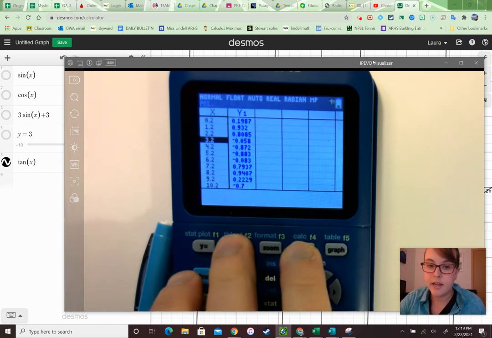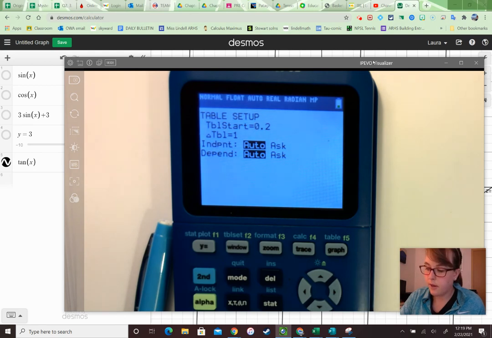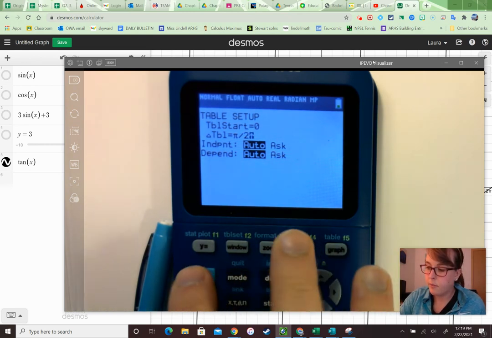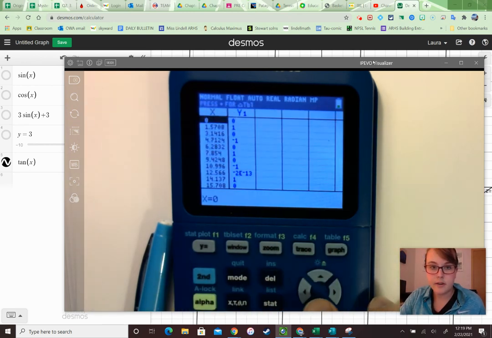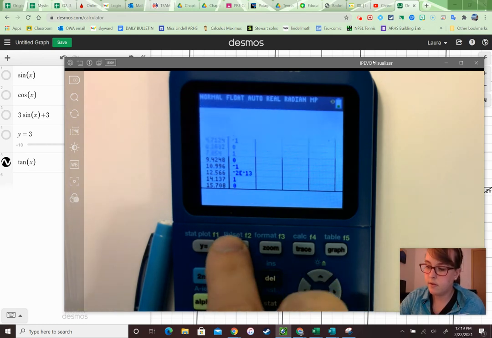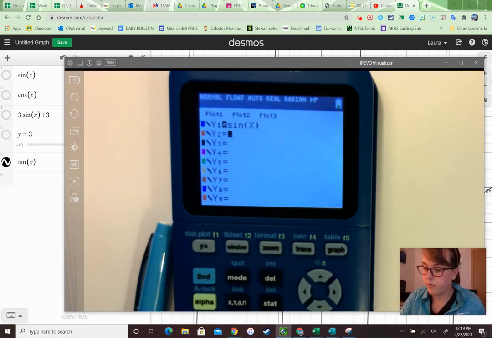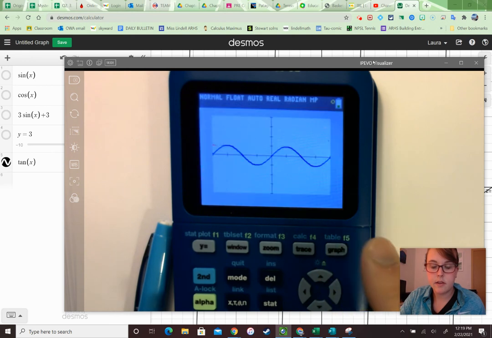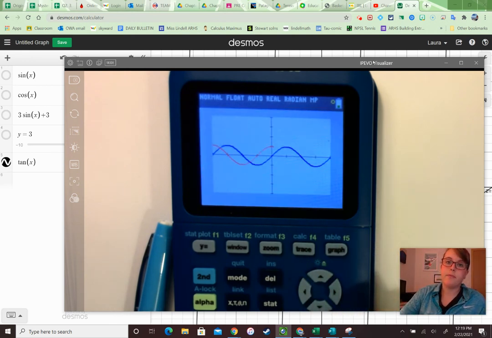If you go to table set, so second window, you can have the table start at 0 and then go up by pi over 2 if you would like. And then when you go to the table, it changes it to values that are going to be a little bit more helpful. You can also graph cosine, and you can graph tangent. You can graph them all on the same screen if you would like to, just like you could on Desmos.